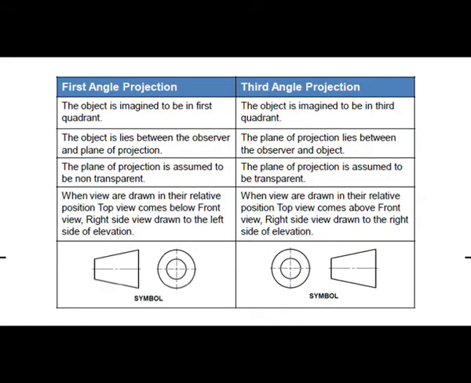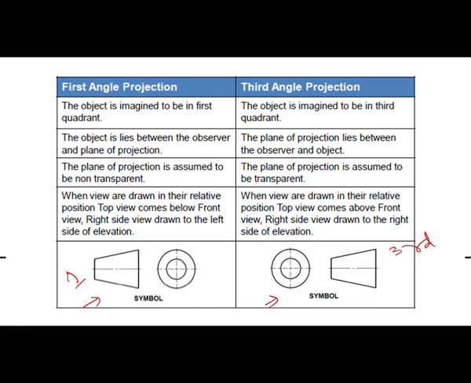Next is first angle projection and third angle projection. So there are two ways to show any object. In first angle projection, the object is imagined to be in the first quadrant. Third angle projection is the third quadrant. In the first angle, the object lies between the observer and the plane of projection. In the third angle, the plane of projection lies between the observer and the object. So these are the definitions. You must remember these two. This is the first angle, and this is the third angle.